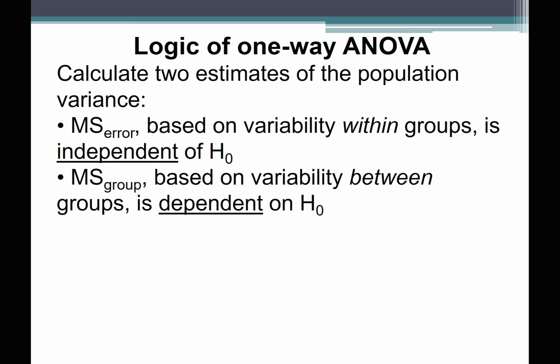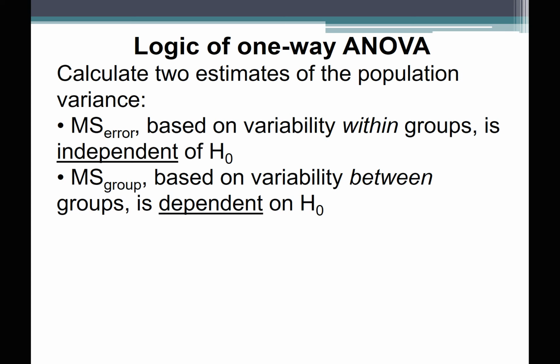So the logic of the one-way ANOVA is that we calculate two estimates of population variance. And again, variance just refers to that idea of variability and differences in scores. So the MS error is based on the variability within our groups, right? So that would be just individual differences and error. And this is independent of our null hypothesis.